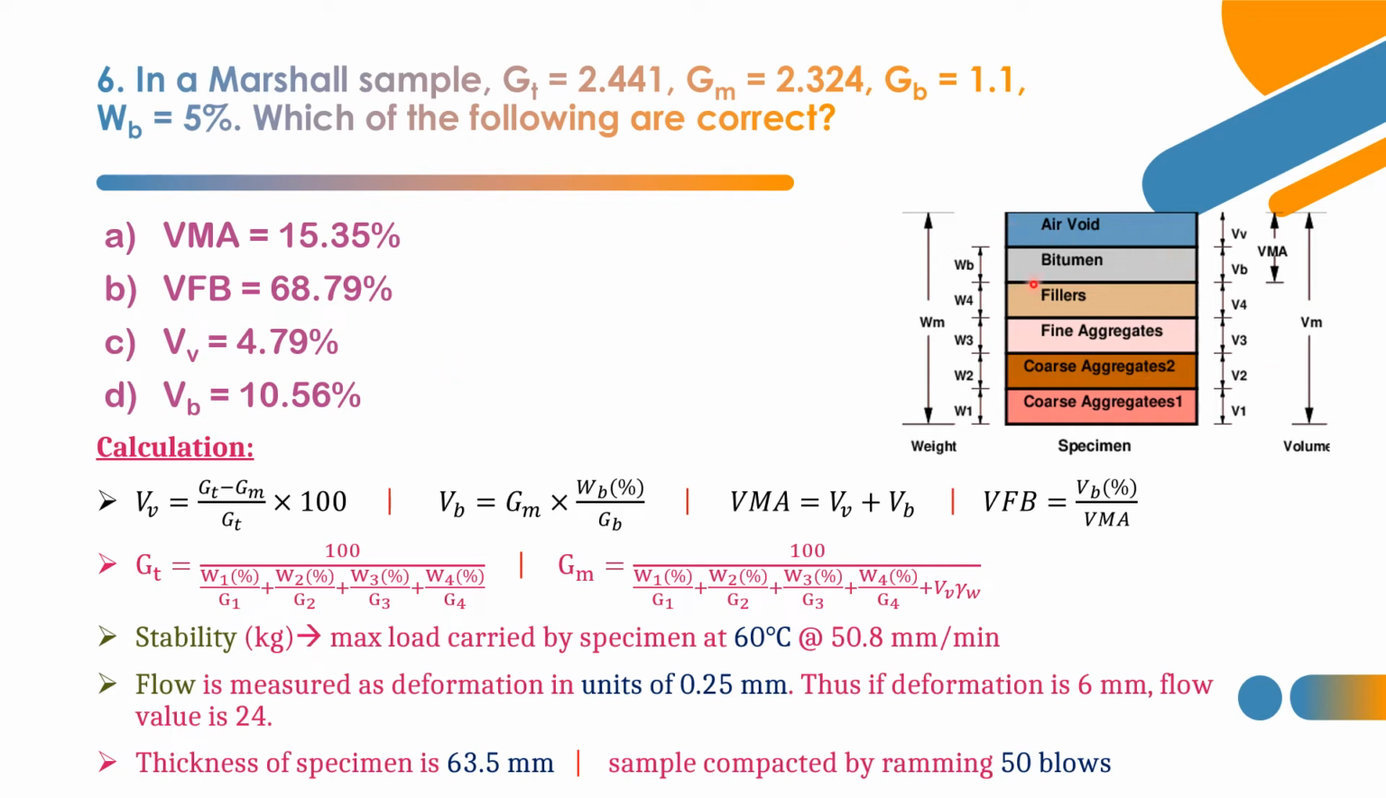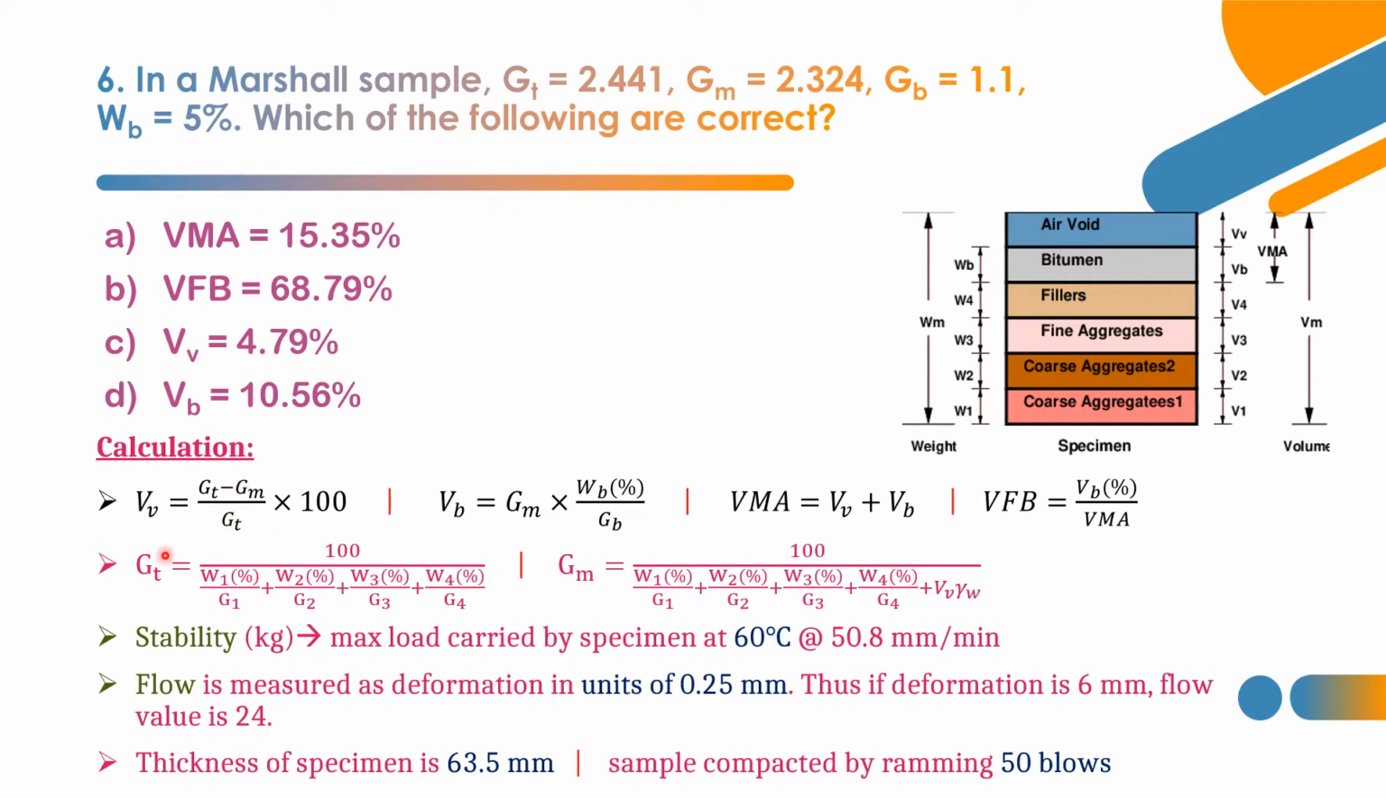This is a phase diagram in the case of Marshall bituminous mix design. Coarse aggregate 1, 2, fine aggregate, filler, bitumen, air voids, that is VV. Here we are denoting the volume, and here we are denoting the weight. Total weight is Wm, total volume is Vm. That is the mass or bulk volume, we can call that.